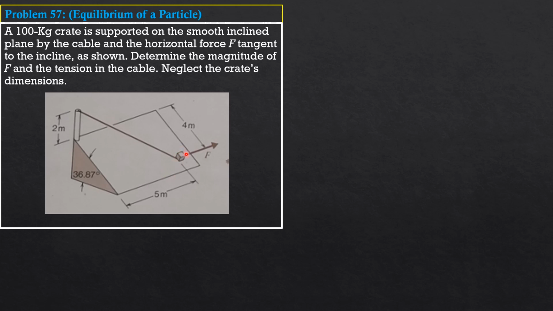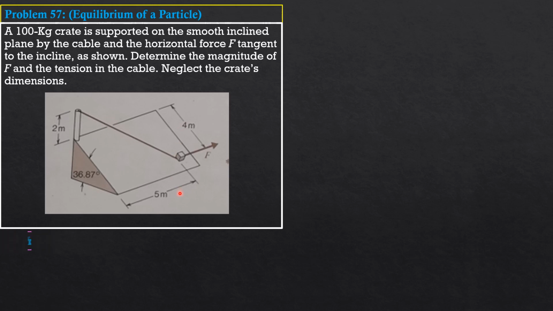The normal reaction, since it is assumed that the incline is smooth, there's no friction, it's mentioned here. So the normal reaction is perpendicular to this plane. So it has no component in this direction here. So only vertical and in this direction, the normal reaction. And it makes 36.87 degrees also with the vertical.